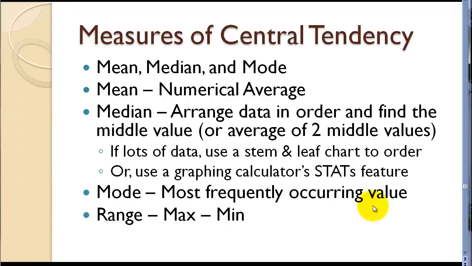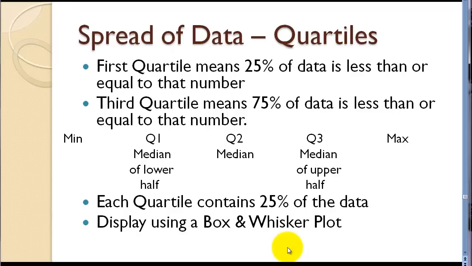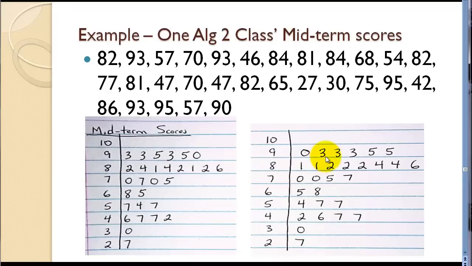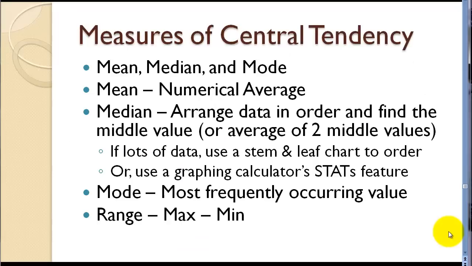Mode is the most frequently occurring value. So if we go back to our list, oops, wrong way. When we look here, we had 3 of these, so 393s and 382s. So those would be the mode. When you have more than one mode, in this case 2 modes, that could be called bimodal. Some data may have no numbers repeated, so they may have no mode. And range is the distance between the minimum value in the list and the max.